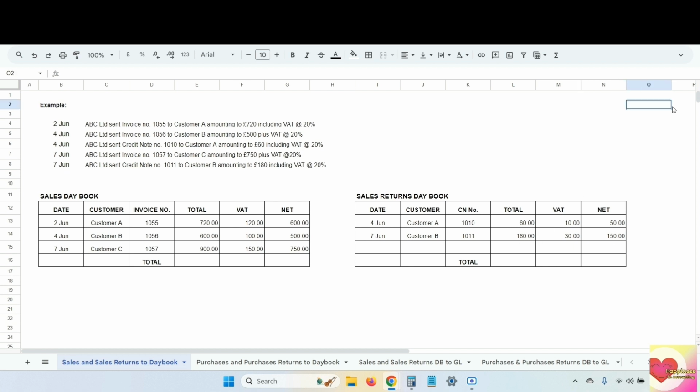At the end of the period, the sales daybook and sales returns daybook are being totaled and transferred to the general ledger and subsidiary ledger.